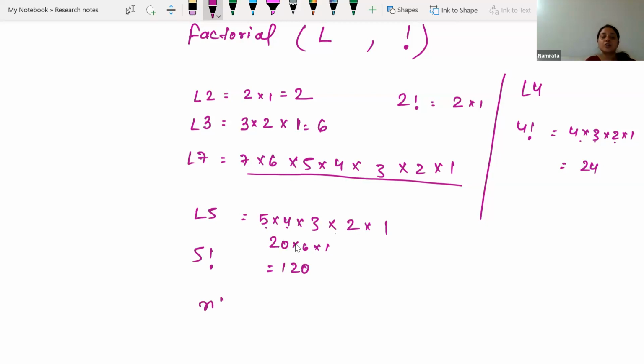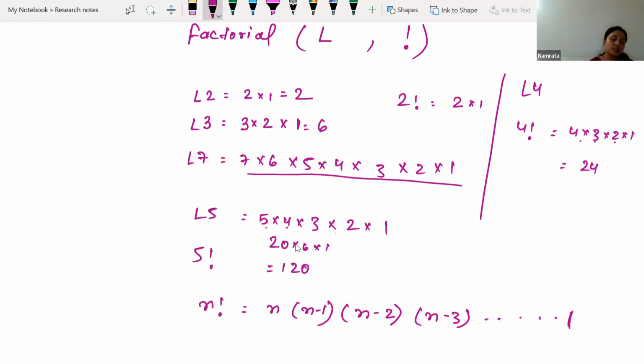Similarly, if I say what is factorial n, it will be n, n minus 1, again one step back, n minus 2, again one step back, n minus 3, till what? 1. Getting it? Yes, ma'am. Let's do a few problems related to this factorial.